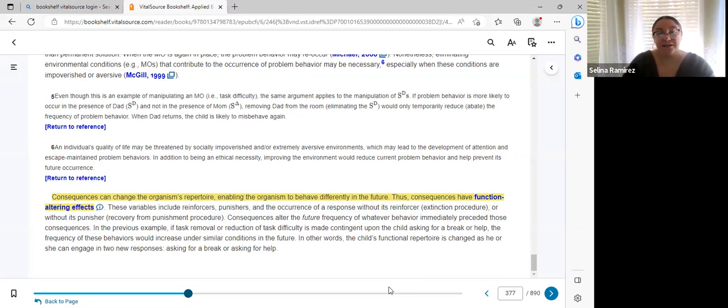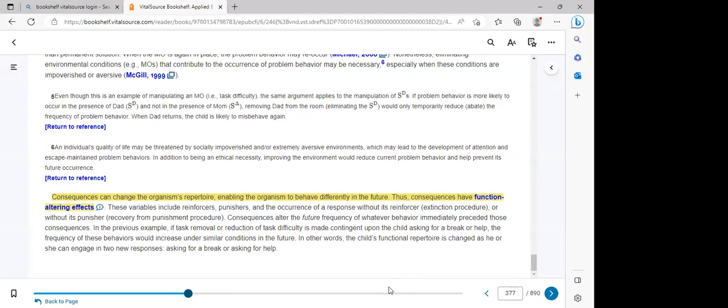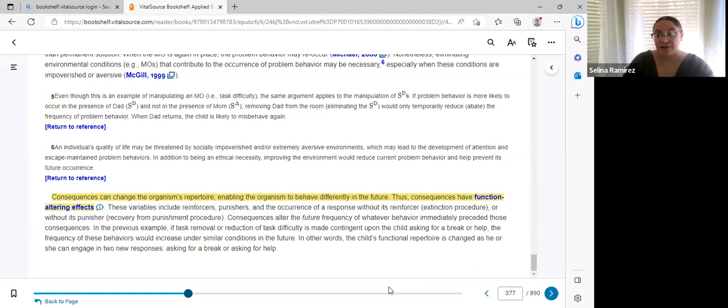So remember we talked about how antecedents have value-altering and behavior-altering effects. Value altering, I need to change the value sometimes. Behavior altering, I want to change the frequency of the behavior. But what about consequences? Consequences are those really strong ones that have the function-altering effects. So anytime you see consequence in your exams and your mocks, those are going to be your function-altering effects.